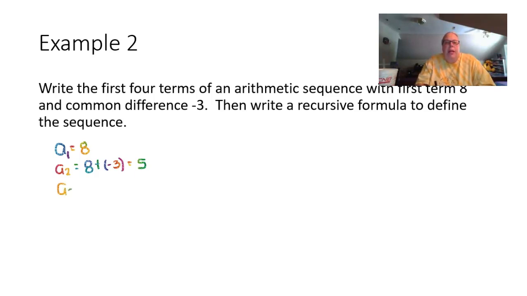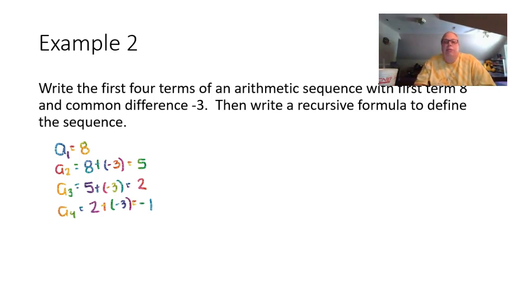The third term in A is going to be 5 plus negative 3. That's going to give us 2. And the fourth term in A is going to be 2 plus negative 3. That's going to give us negative 1. So the first 4 terms in our sequence are 8, 5, 2, and negative 1.